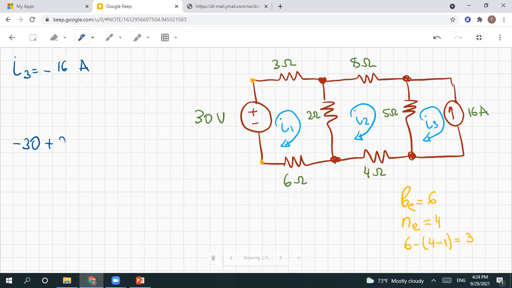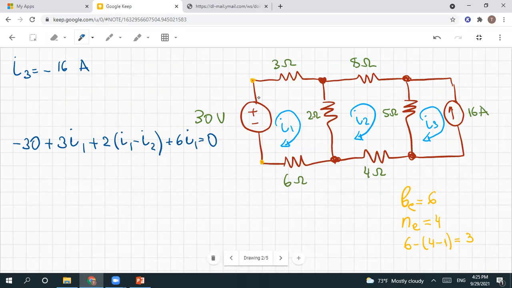3I1. 3I1, thank you. What will be the voltage drop in the 2 ohm resistor? 2 times I1 minus I2. Excellent, 2 times I1 minus I2. And what will be the voltage drop in the 6 ohm resistor? That will be 6I1. Excellent, 6I1 equal to 0. This is the first mesh.